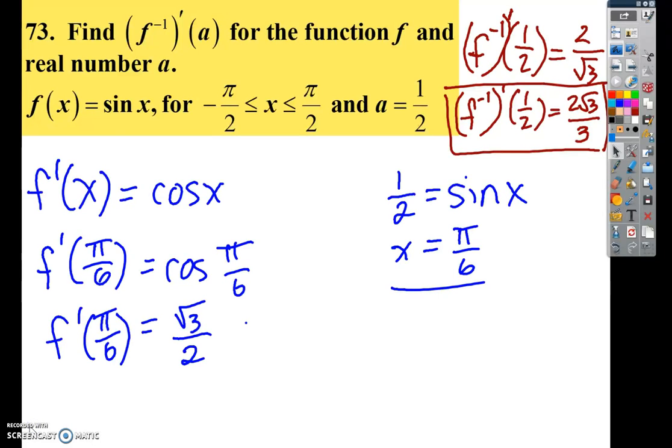So what we have here is the sine of x is equal to 1/2. That happens at pi/6. And so then I took the derivative, which is cosine of x, and evaluated the derivative at pi/6, which is radical 3 over 2, and then I did the reciprocal. So I've got 2 over the square root of 3, which is 2 square root of 3 over 3. And so it's really straightforward. It's a great shortcut. Please use it. Good luck to you, and I will see you soon.